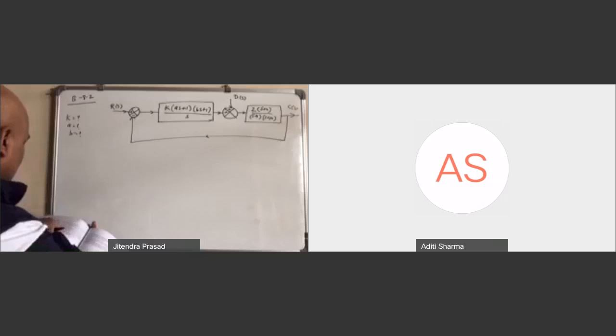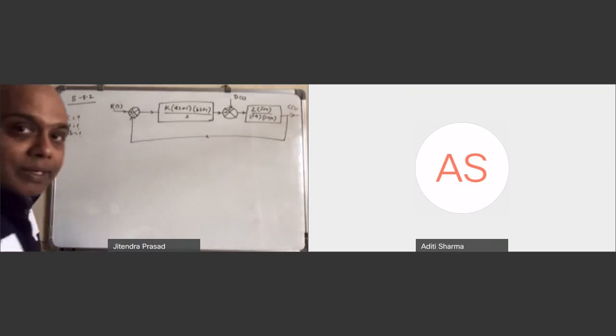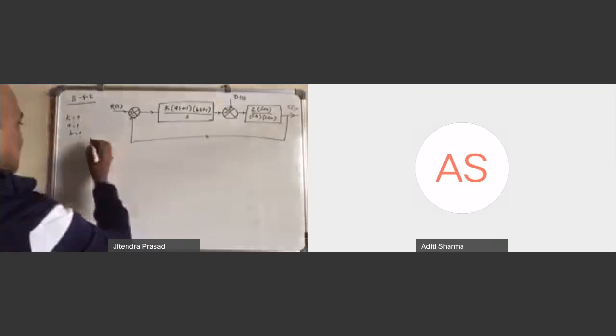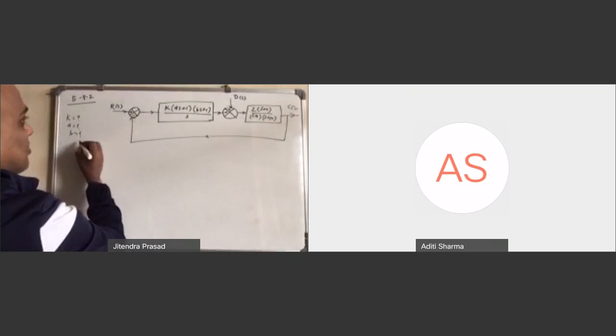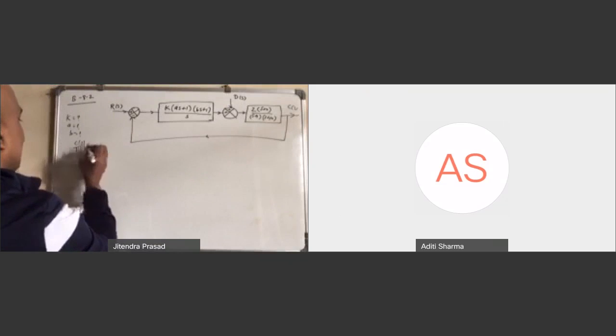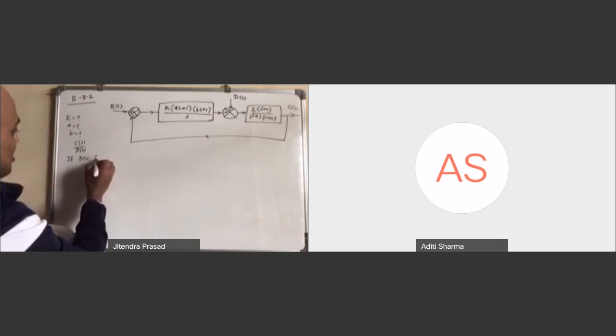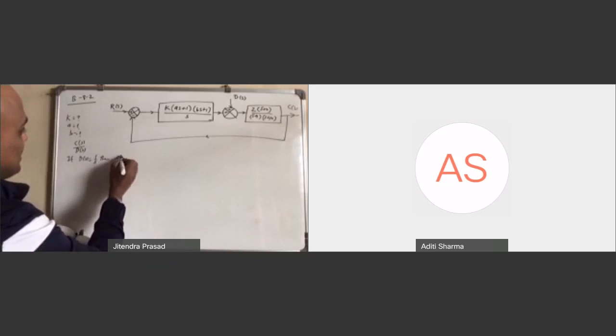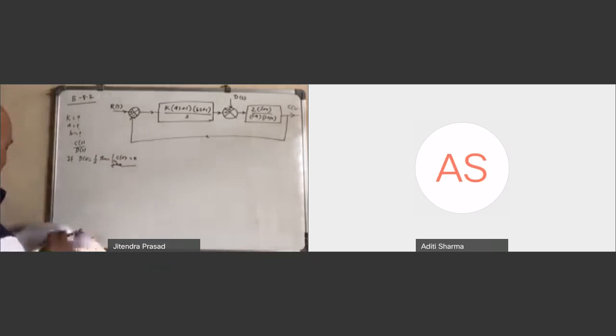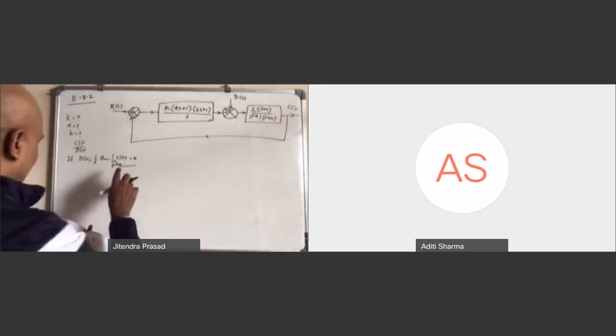The response to the step disturbance input should attenuate rapidly with no steady state error, and the response to the step reference input exhibits a maximum overshoot of 20% or less in a settling time of 2 seconds. So there are two things it is asking. First you have to find out C(s) over D(s). If D(s) is a step input, that's 1 over s, then c(t) as t tends to infinity should be 0. So it should die out, right? So this is attenuate rapidly, and no steady state error.